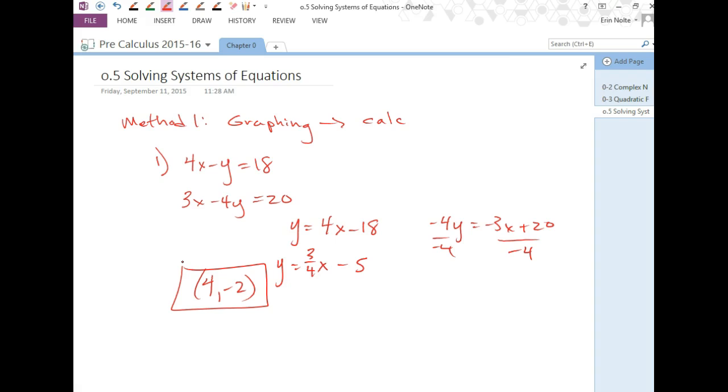What do you think? Should I do one more example of that? One more? Okay, let's do one more. Seeing some shakes of yeah, please.